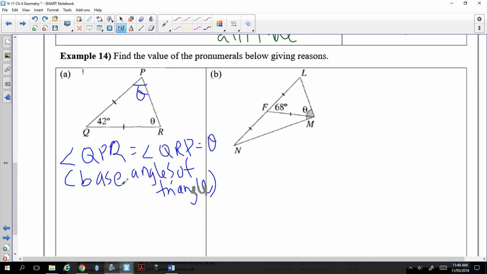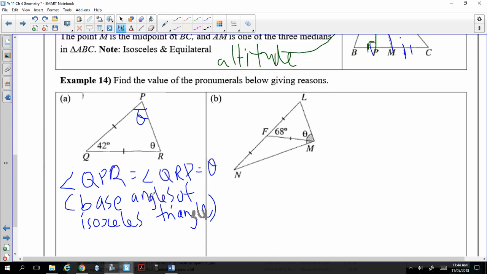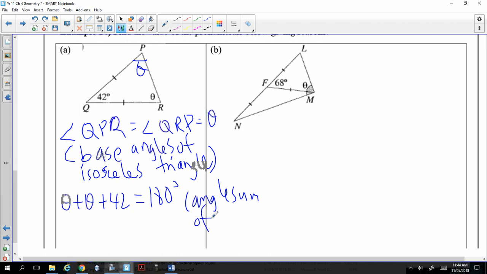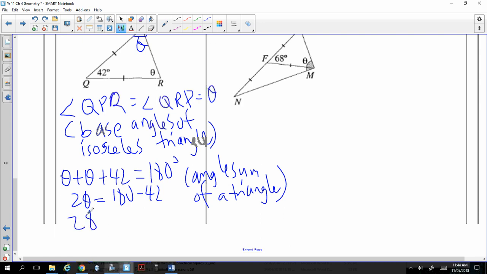Okay. To find theta, you go theta plus theta plus 42 equals 180 degrees, angle sum of a triangle. So you have to give two reasons. So you get 2 theta equals 180 minus 42, which is 138. Right? All right. And if you divide by 2, what do you get? 69 degrees. Okay, good. Next one.